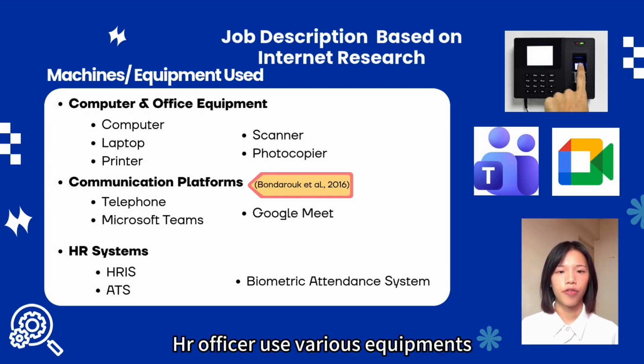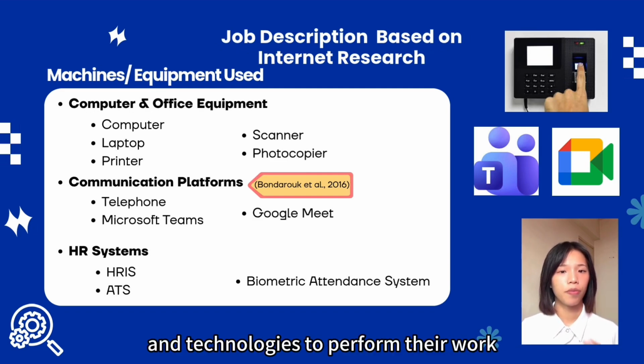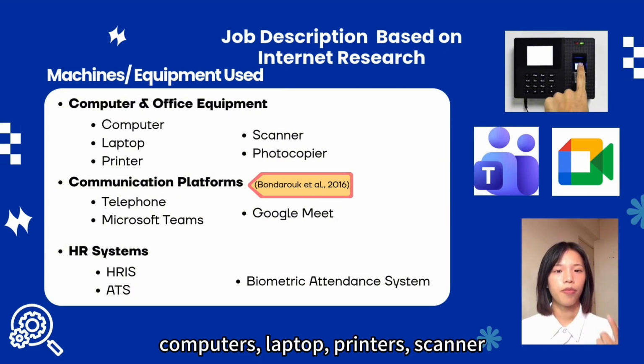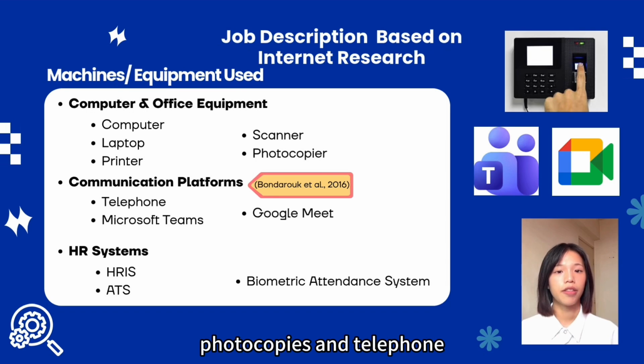Alright, so now let's look at the machines, equipment, and technology used. HR officers use various equipment and technology to perform their work. Common office equipment includes computers, laptops, printers, scanners, photocopiers, and telephones.